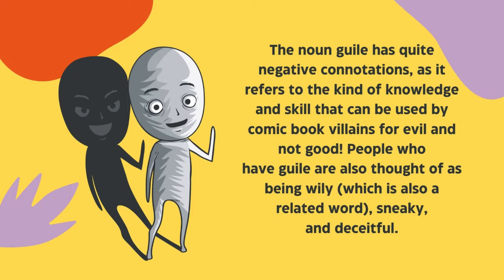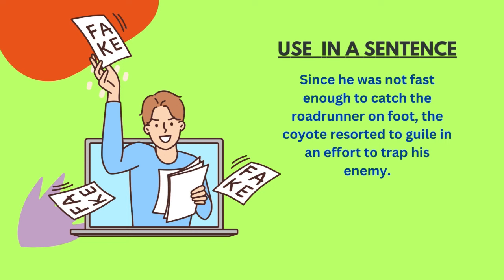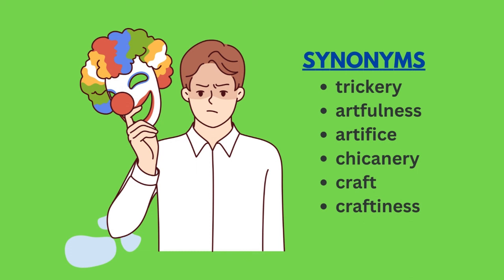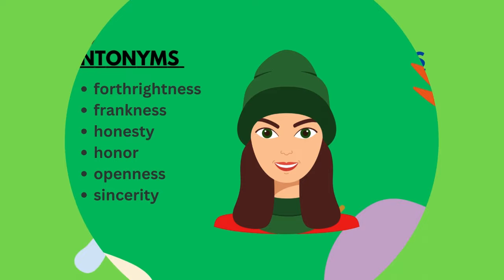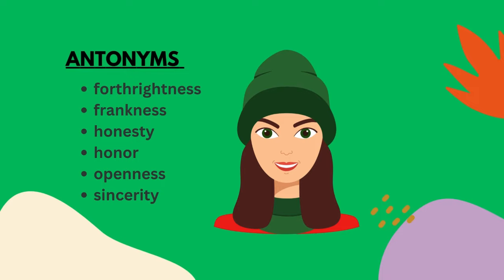Usage example: since he was not fast enough to catch the roadrunner on foot, the coyote resorted to guile in an effort to trap his enemy. Synonym: trickery, artfulness, artifice, chicanery, craft, craftiness. Antonym: forthrightness, frankness, honesty, honor, openness, sincerity.